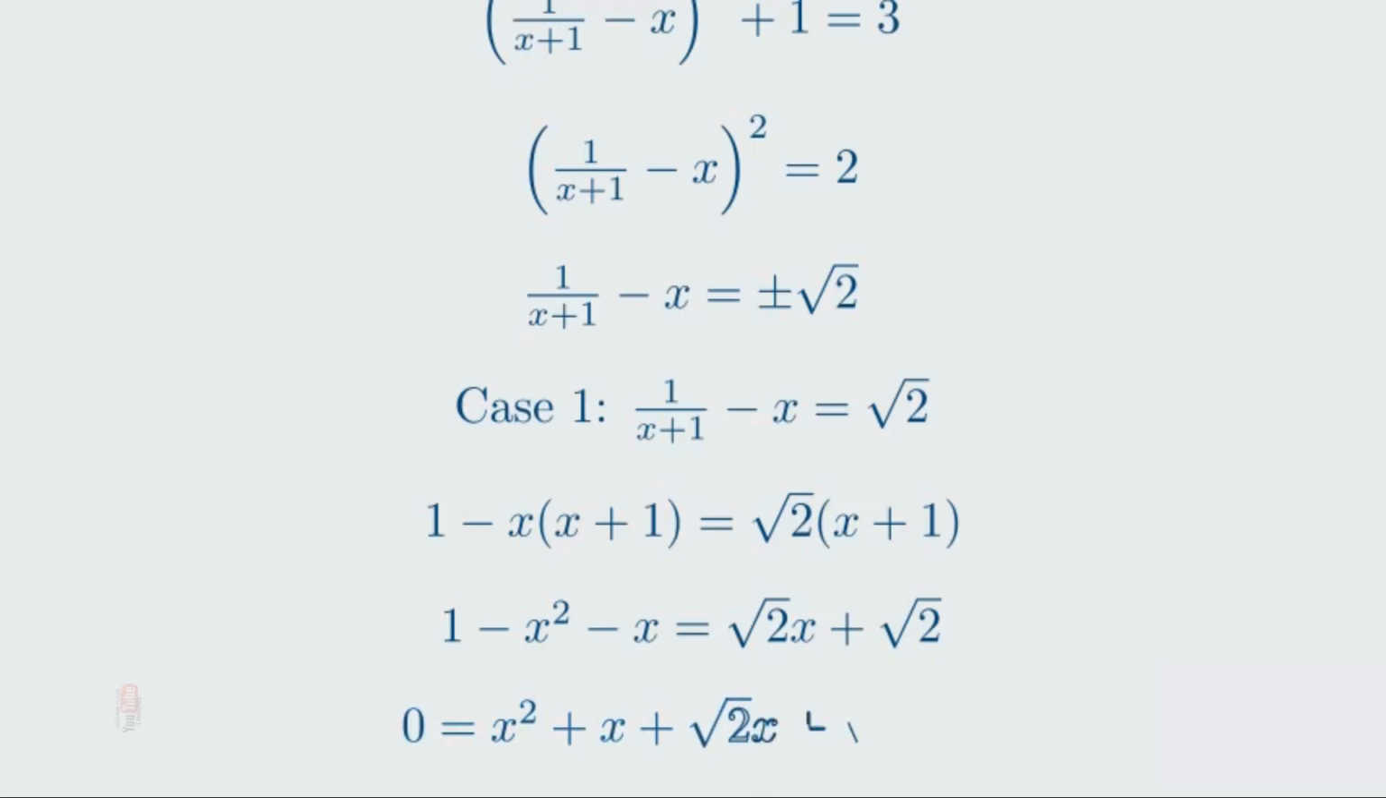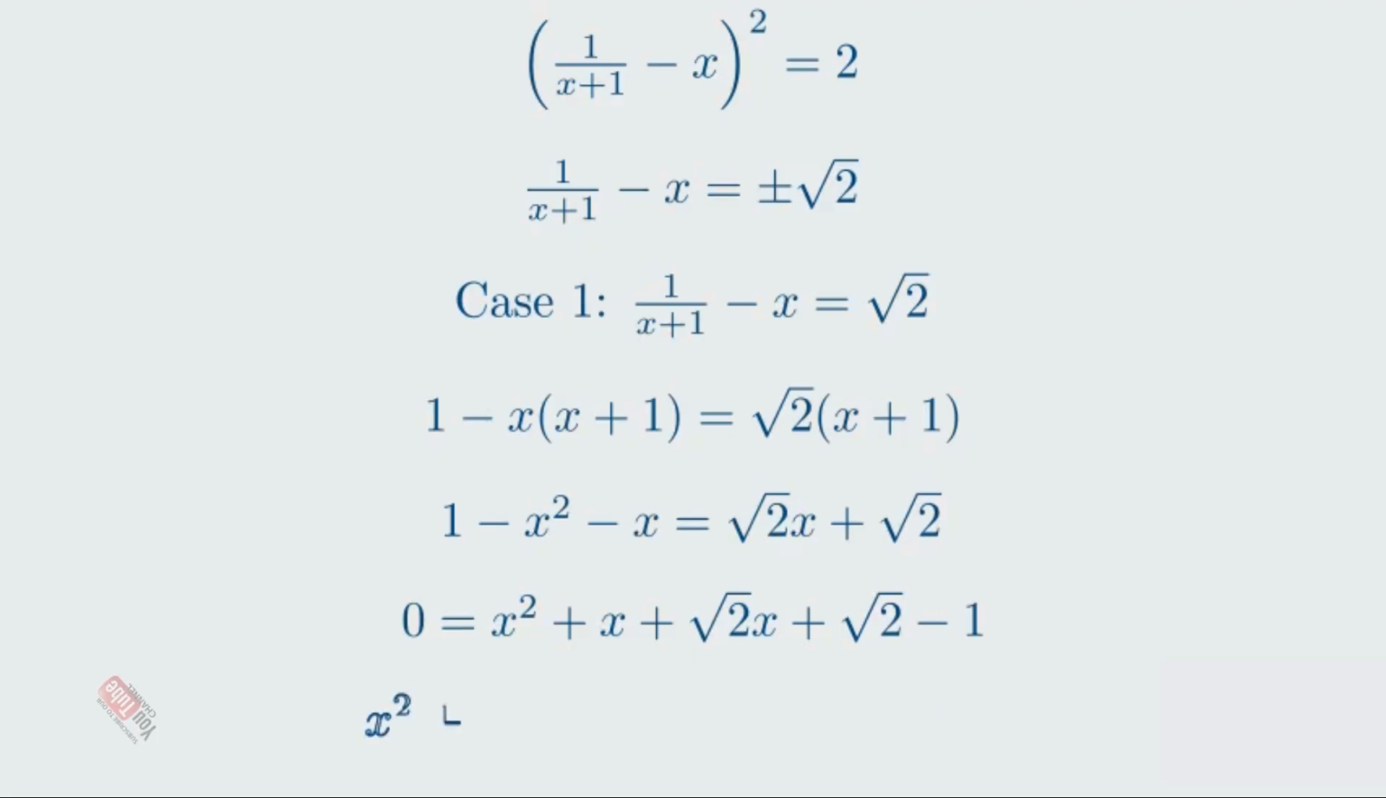Moving all terms to the right side gives x squared plus x plus the square root of 2 x plus the square root of 2 minus 1 equals 0. Factoring out x from the middle two terms, we get x squared plus (1 plus the square root of 2) times x plus (the square root of 2 minus 1) equals 0. This is a quadratic equation, and we can use the quadratic formula to solve for x.